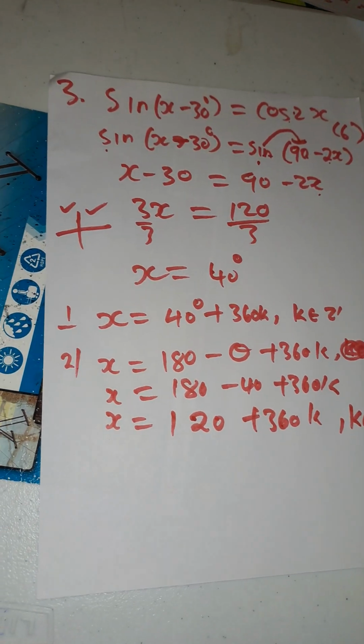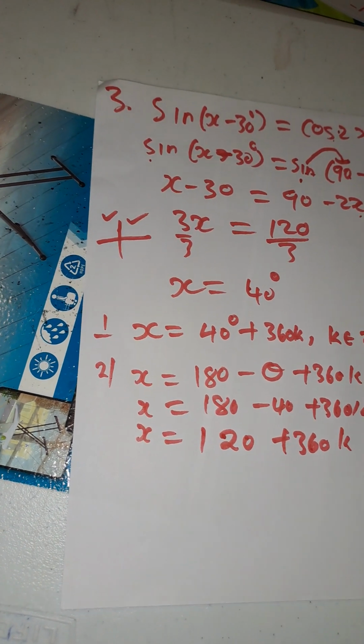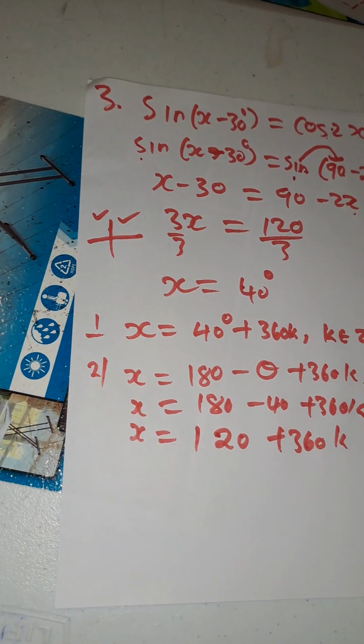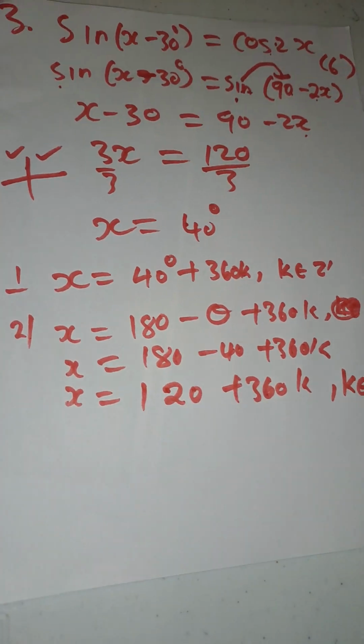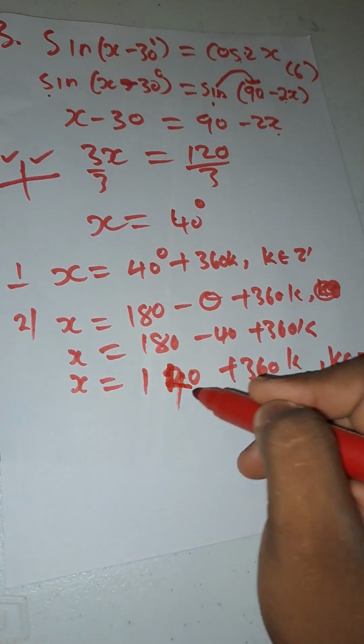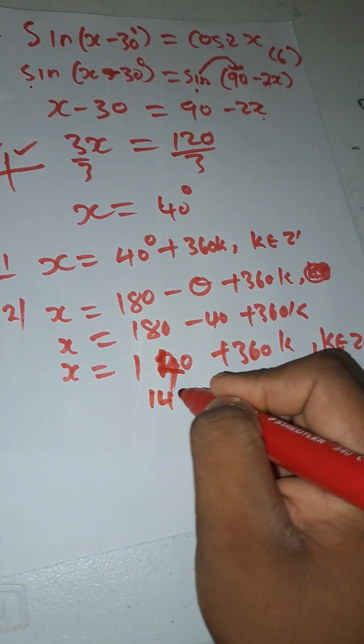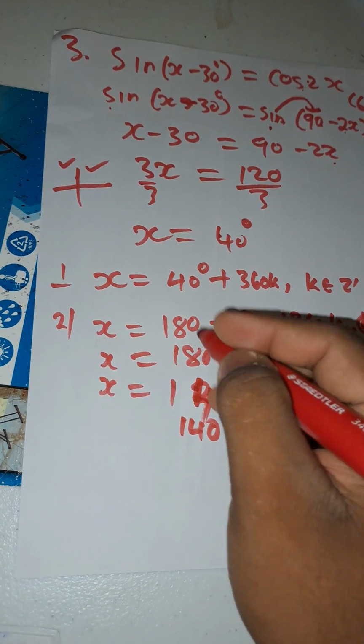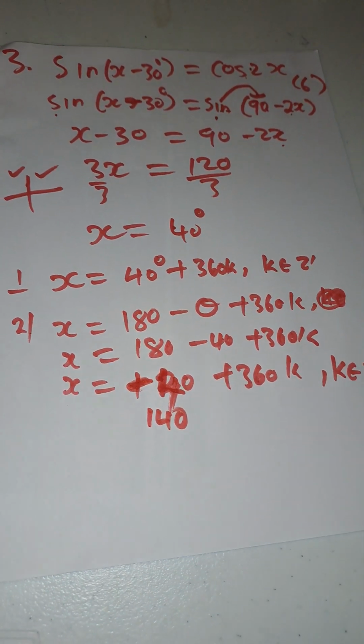You know what, this thing is now easy. You just have to find a way of finding your equations. Wait, did I say 120? Sorry, it must be 140. So it is 140 plus 360k. I'm done. That's how you do it.